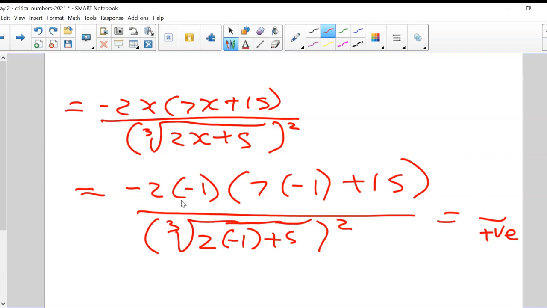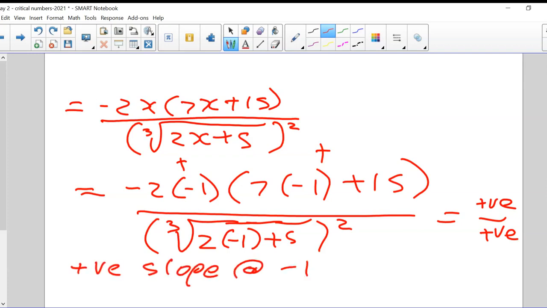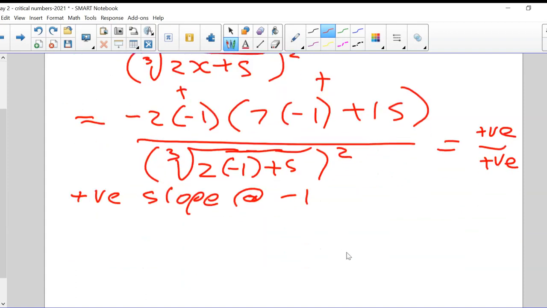And on top, though, we're going to have a positive here being multiplied by, this is going to be positive as well, right? So as you can see, -2 times -1 is positive. This -7 plus 15 is going to be a positive. So positive, positive is going to be positive on top. So positive on top, positive on top. So it means that just before the 0, we have a positive slope. So positive slope at -1.